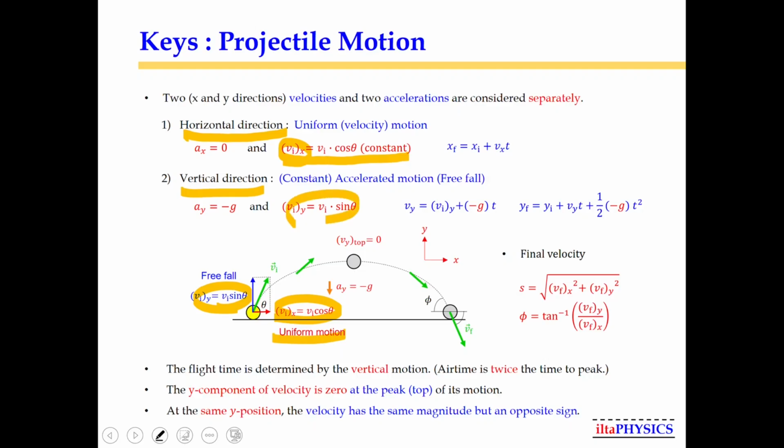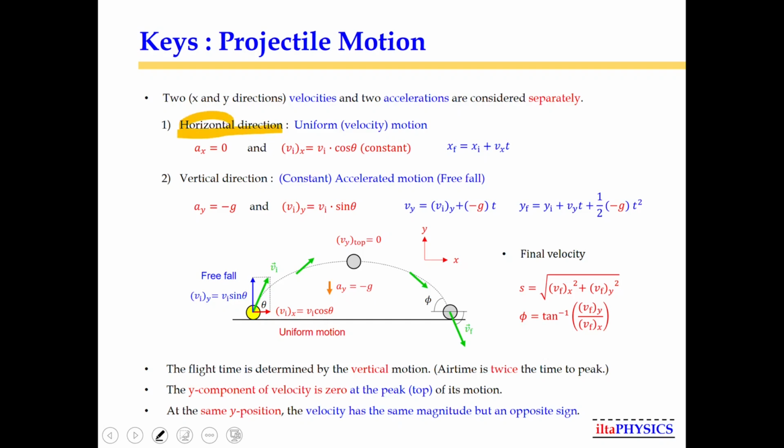First, let's analyze the horizontal motion along the x-axis. Since there are no other physical forces acting horizontally on the object once it starts its flight, it moves at a constant velocity without acceleration, called uniform motion. In uniform motion, the position of the object can be calculated as the initial position plus the product of velocity and time.